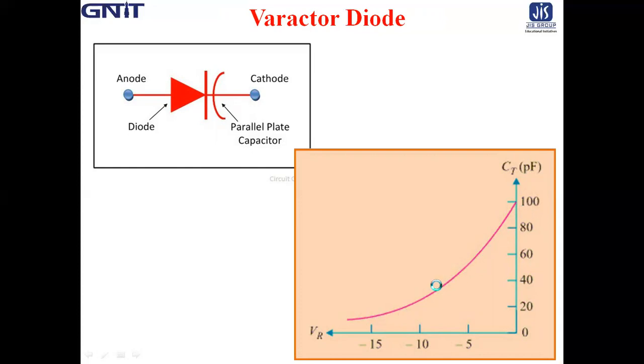So the reverse bias curve of junction capacitance with respect to the reverse bias voltage VR is like a parabola, and this is the symbol for a varactor diode. Just see here a parallel plate capacitor is present. So that's all about PN junction diode.